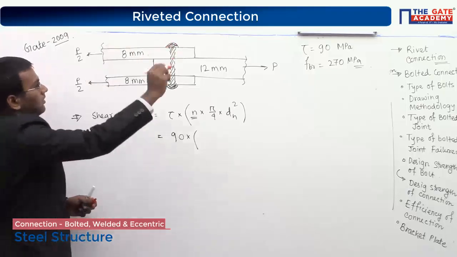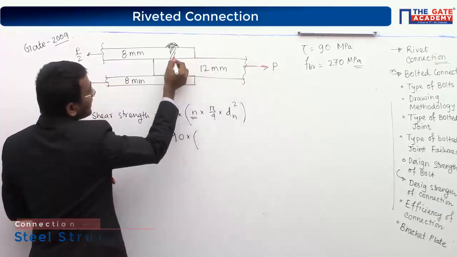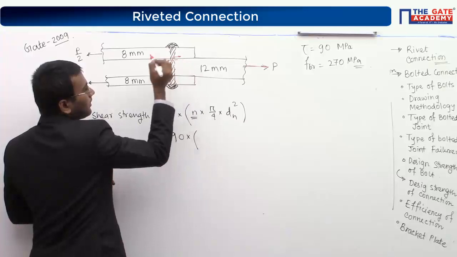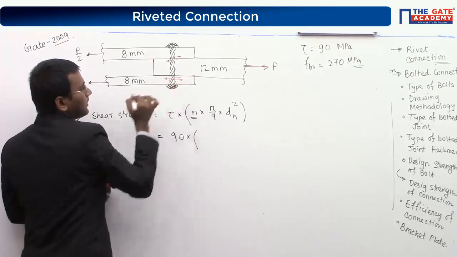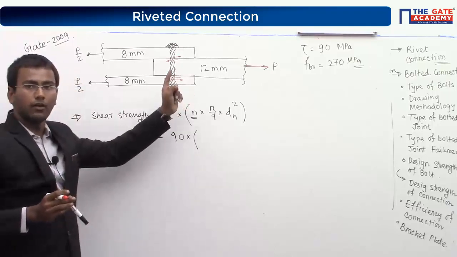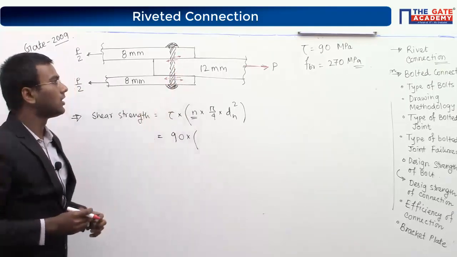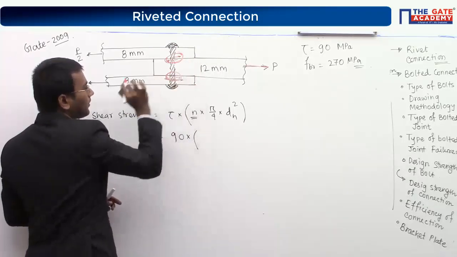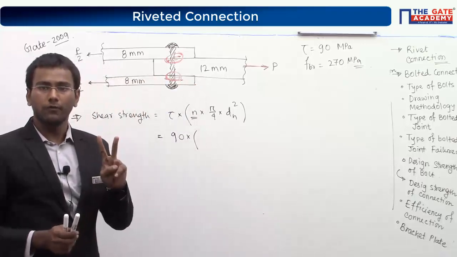See here, if we apply the load here in this direction, it means at this junction one will be this side, as well as here, and from here this side. Then only the equilibrium condition is achieved. So I can say there are two number of shear planes, one here and one here. So it means there will be two number of shear planes.